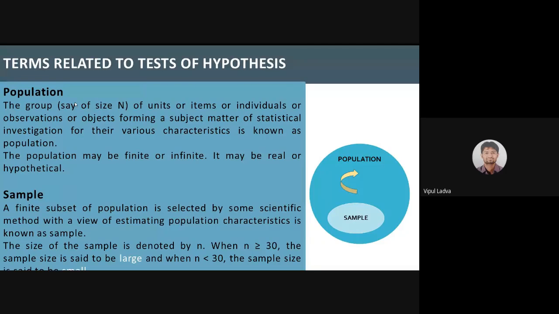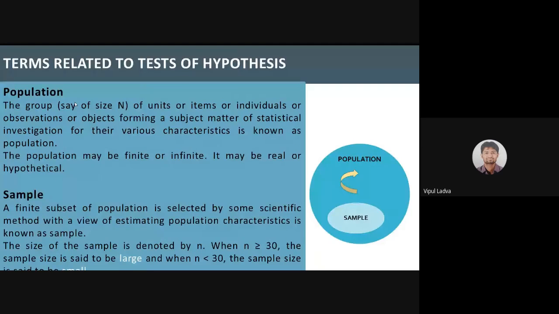Subject matter of statistical investigation. For various characteristics, it is known as a population, and a proper subset of the population is known as a sample. Before deciding on a sample, we need to stick with some characteristics, with the help of size. If the sample size is greater than or equal to 30, then that sample will be known as a large sample. If the sample size is less than 30, then that particular sample will be known as a small sample.